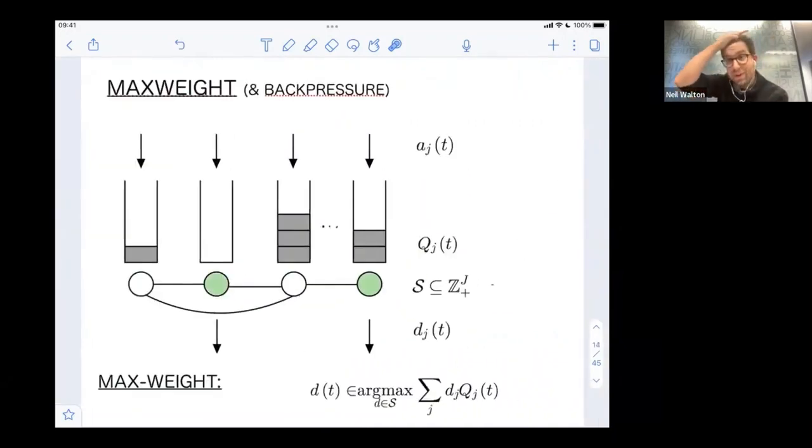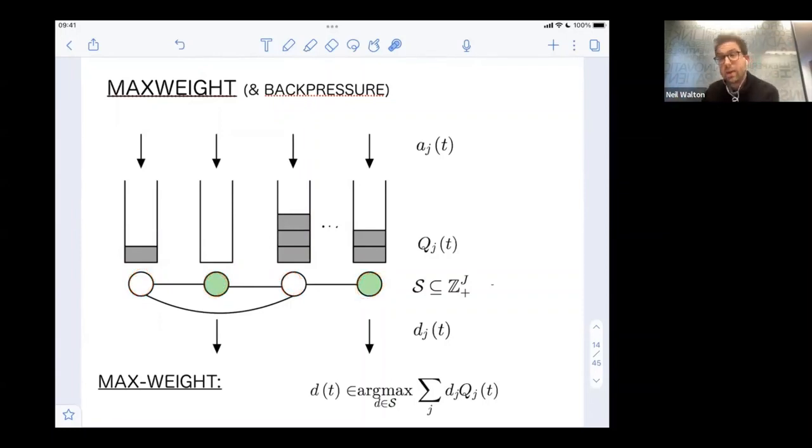This is the kind of model that I work on quite a bit, which is called a switched queuing network. It's quite a general model of a queuing system. Here we have arrival processes occurring over time that are adding jobs to different queues, and the queue lengths are given here. Then there are servers that can serve from the different queues.